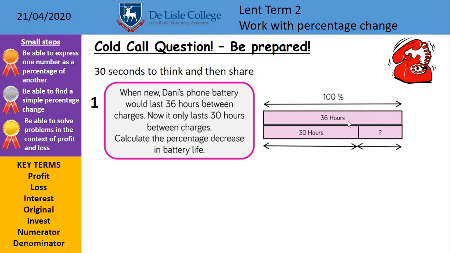So this just represents that we need to do the subtraction, we need to work out the difference between the 36 and the 30, so this would give us 6. So here we would have 6 hours, and then we work that out as a fraction of the original. So 6 over 36 is 1/6, which is equivalent to 16.6 recurring percent, or to one decimal place 16.7.